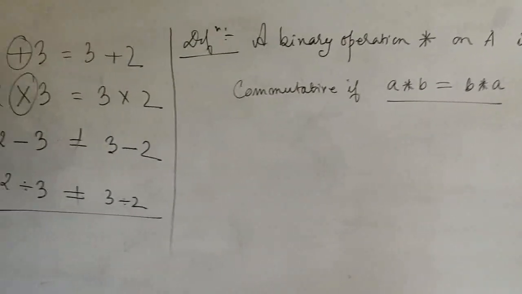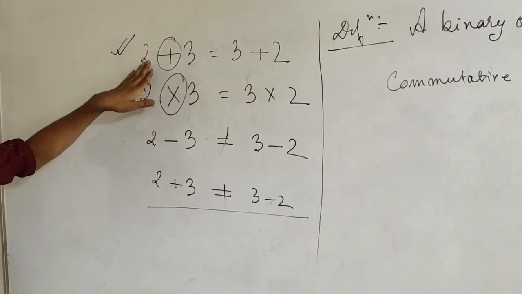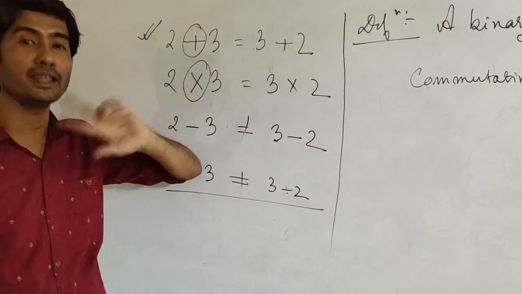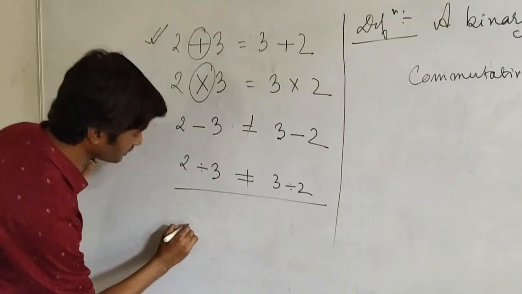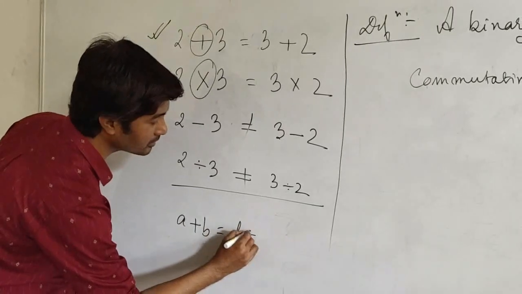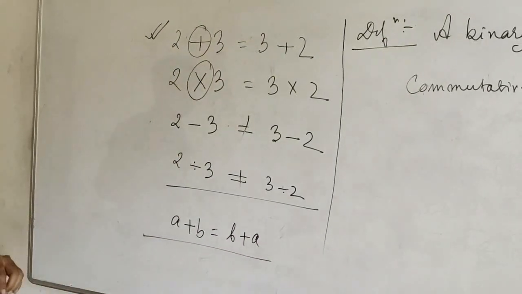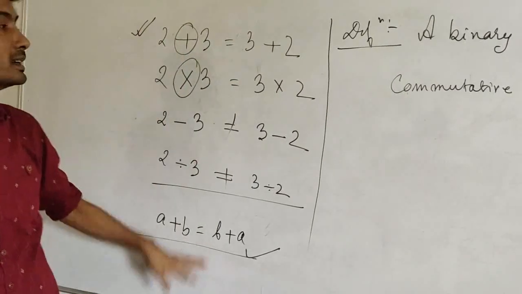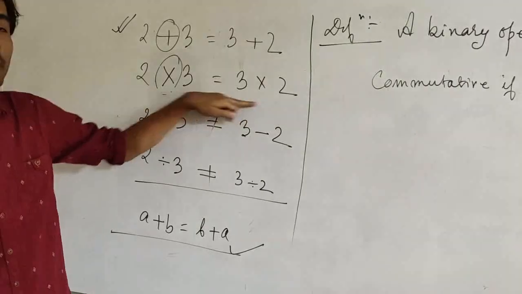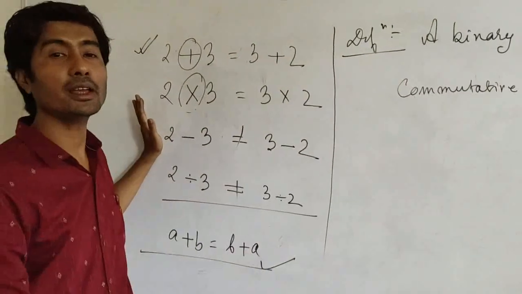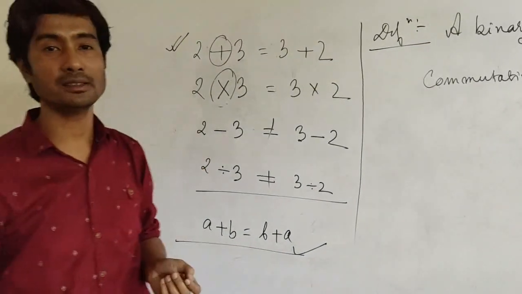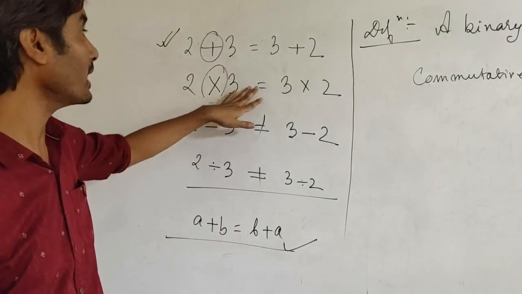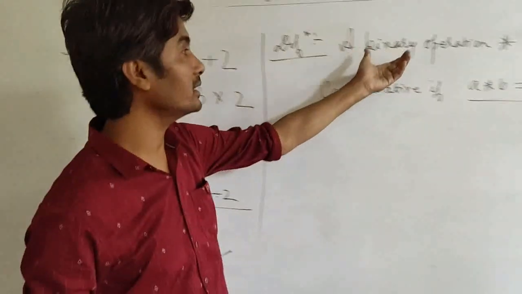For example, once again look at these examples. Here you see 2 plus 3 equals 3 plus 2. And as you know, this result is always true for any two real numbers A and B. We can write A plus B is always equal to B plus A, irrespective of the values of A and B. Therefore, R is said to be commutative with respect to plus. Similarly, this result for multiplication is also true for all values of A and B. That is, for any two real numbers A and B, A into B is equal to B into A. That is, the commutative property is satisfied by the set of real numbers. So this is how we define the commutative property.